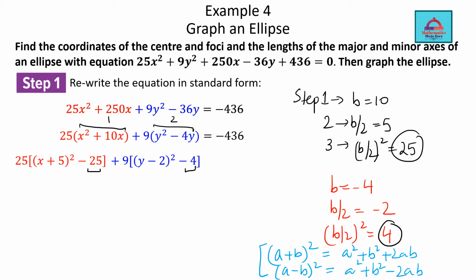So in the first bracket I have used (a plus b) whole square, in the second one I have used (a minus b) whole square. So that completes the square.